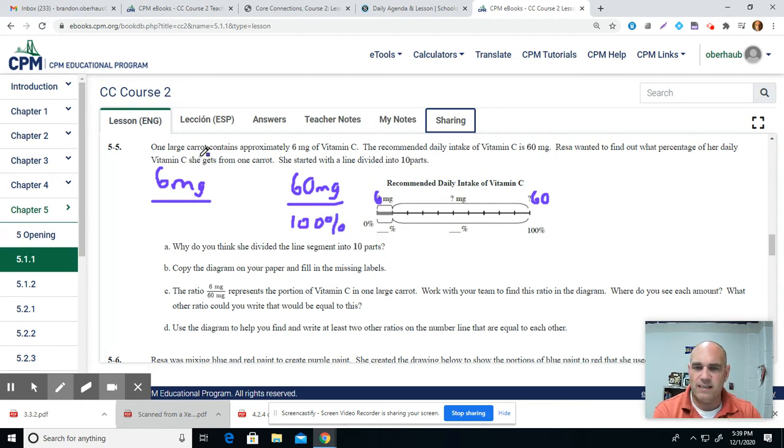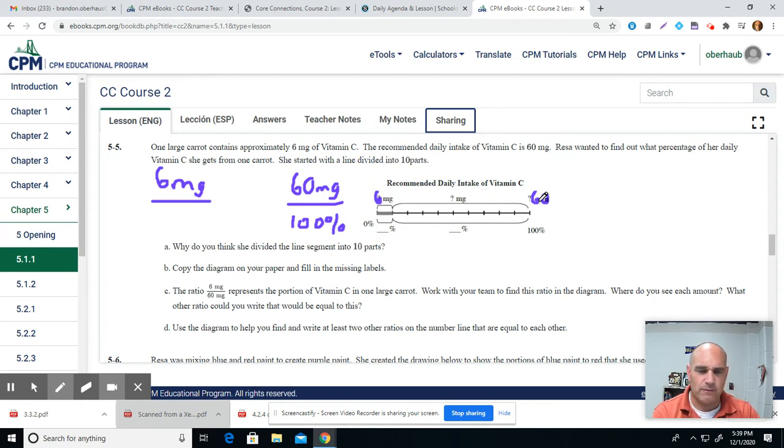All right, so all I did is take my information that I have. Vitamin C, she's supposed to have 60 milligrams all day long. So that's 100% of what she's supposed to have. I want to find about 6 milligrams. So I've just kind of set this up, filled in my pieces. Now the question, why do you think she divided this segment into 10 parts?